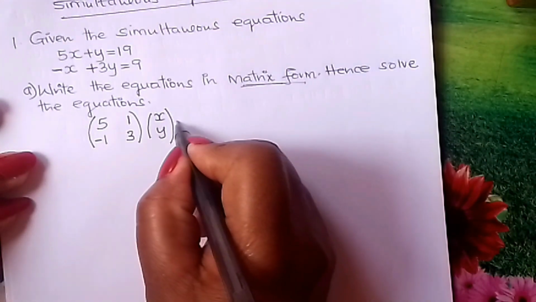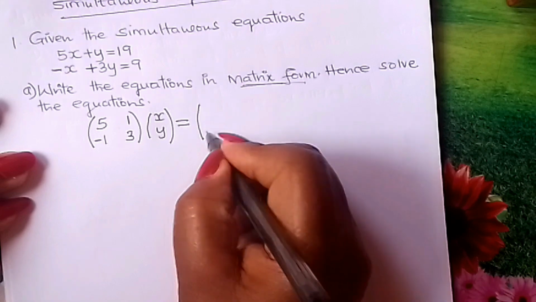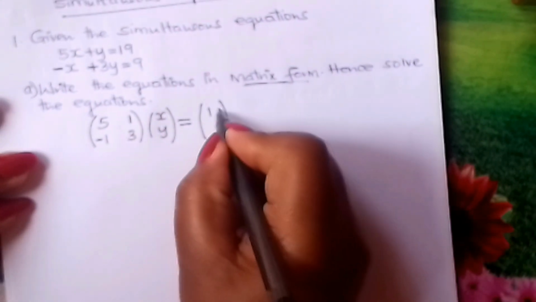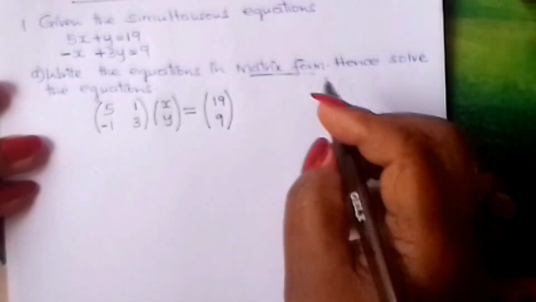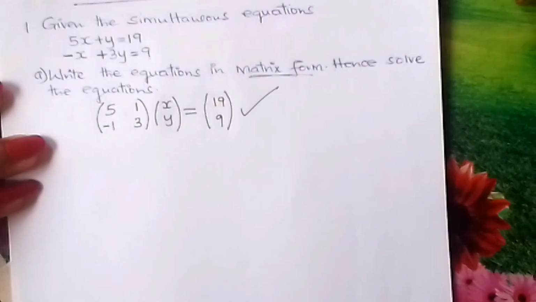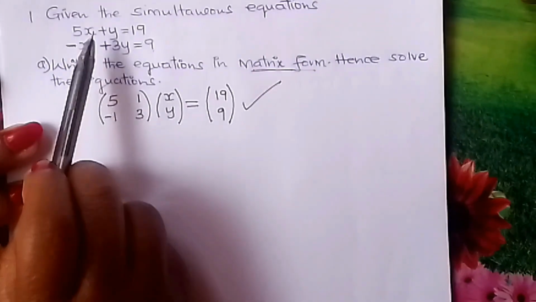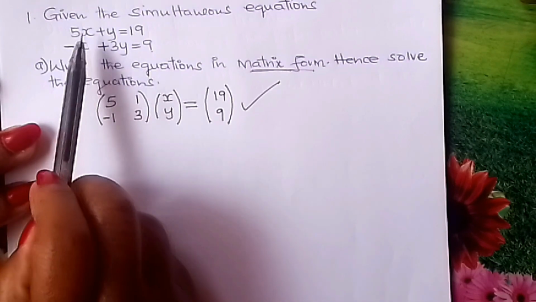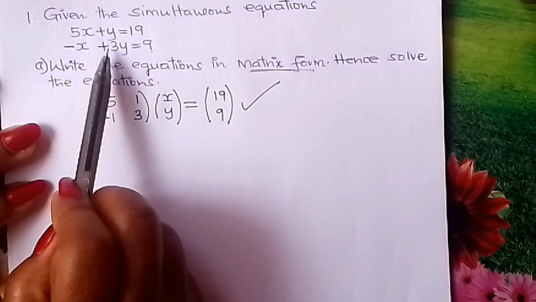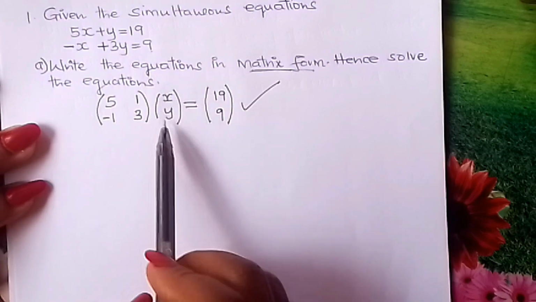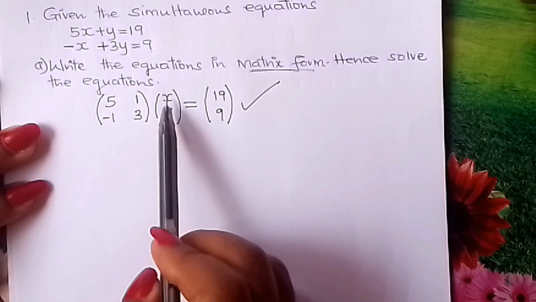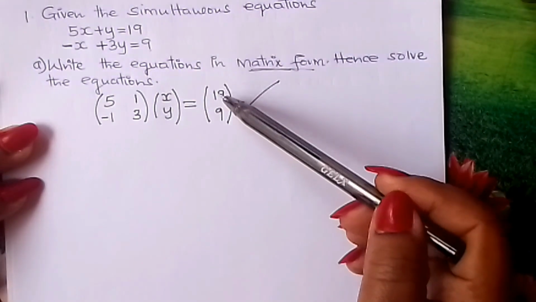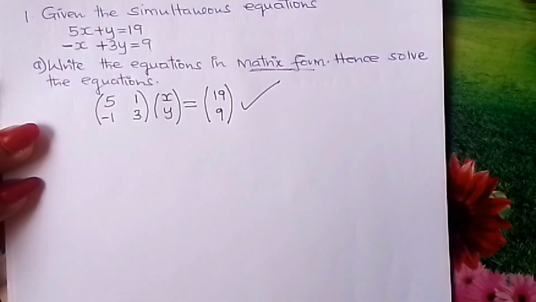From there, you write equal to what? Put a matrix here which is 19, 9. And that is our matrix equation. You check on the arrangement of the letters. If they are okay, you move on and pick the coefficients of x and y, and then you put a smaller matrix x, y and you equate it to the other side where you have 19 and 9.